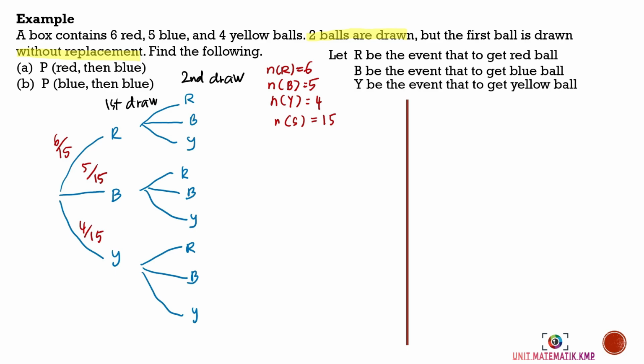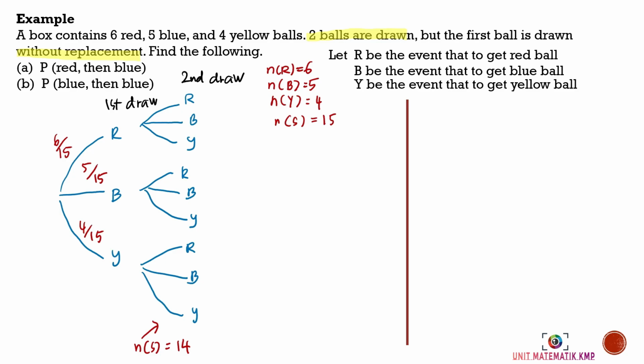Then for the second row, the ball is thrown without replacement. That means for the second row, the number of outcomes will be only 14. Why only 14? Because we have picked one and we did not put it back. So our NS has become 14, it has decreased by 1.